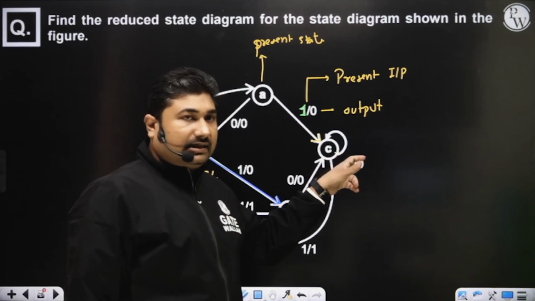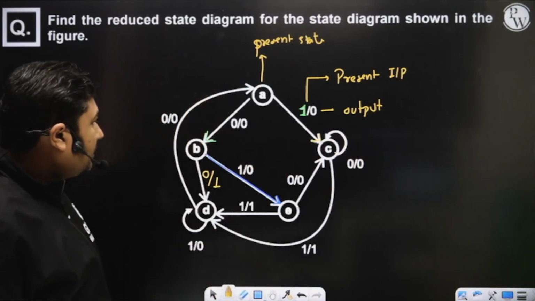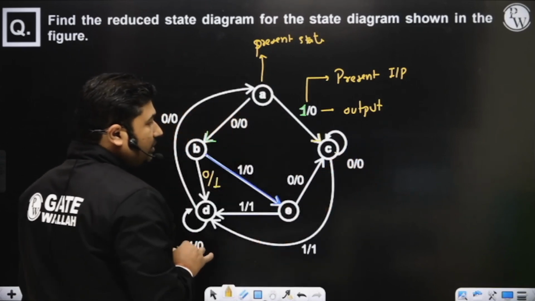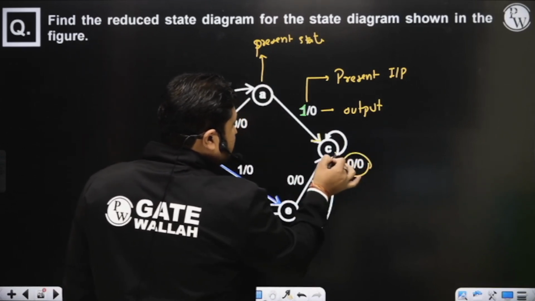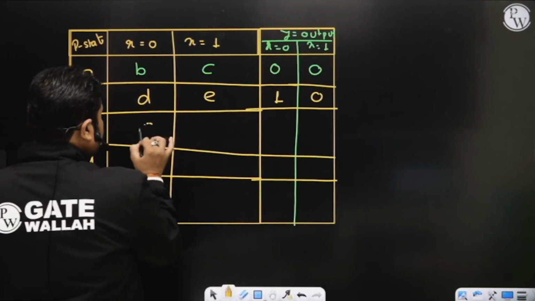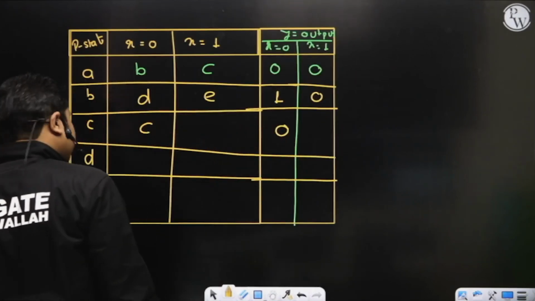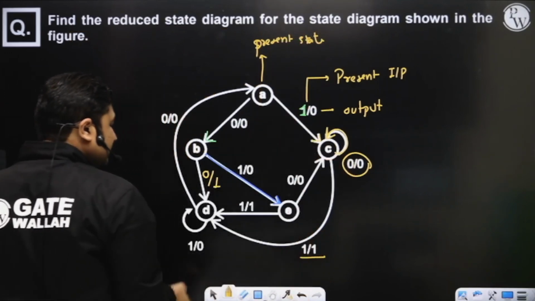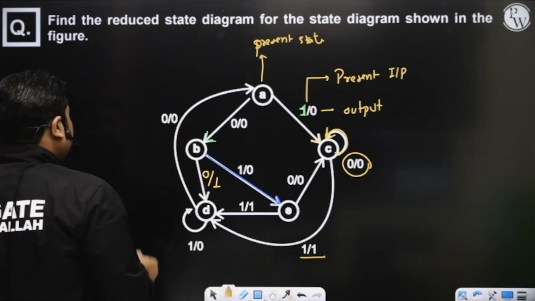Present state C, with x equals 0. Next state is again C only. And what is the output? 0. So C, 0. Present state C with x equals 1: next state D, output 1.